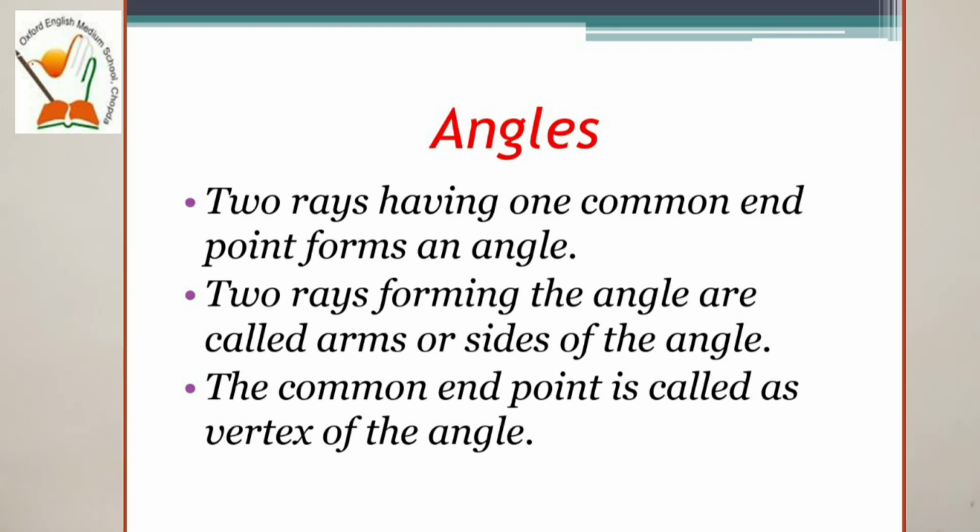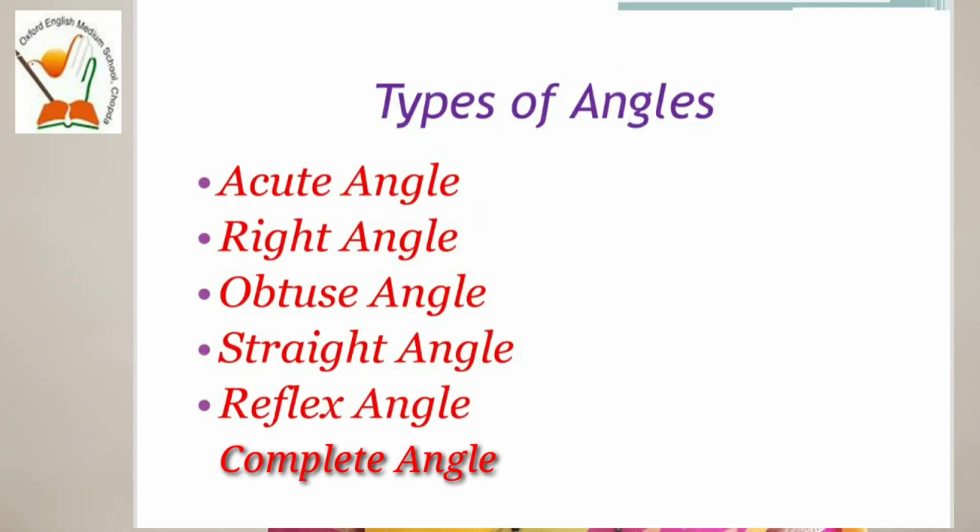Let us consider our first shape, that is angle. We know that an angle is made up of two rays, but the condition is that the two rays must have one common endpoint. So two rays having one common endpoint form an angle. There are 6 types of angle. We know acute angle, right angle, obtuse angle, straight angle, reflex angle and complete angle. Today we will get some information about these angles.